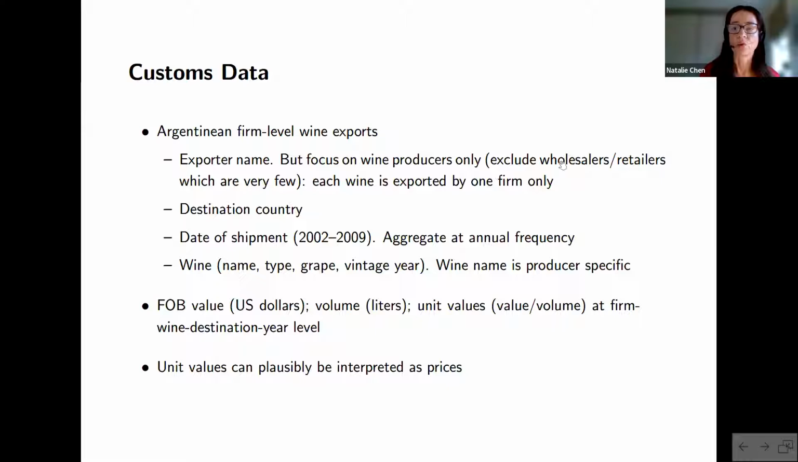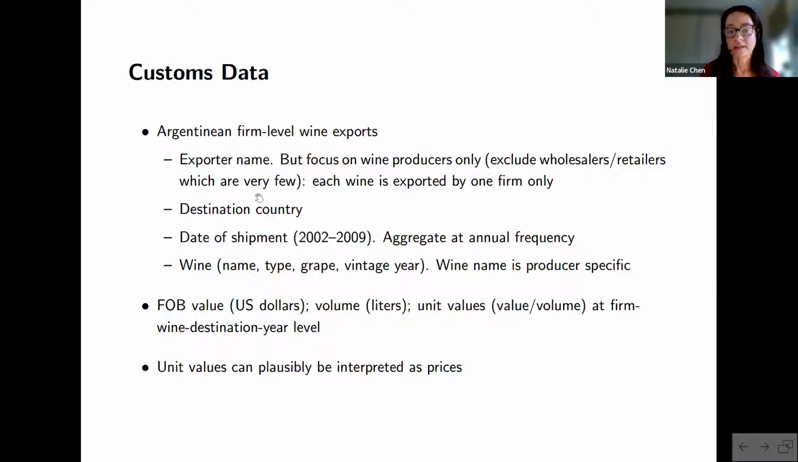So we exclude wholesalers and retailers. And actually, in the case of Argentina, most wine is directly exported by the wine producers. So once we exclude the wholesalers and retailers, we only exclude a very small share of the sample. By focusing on wine producers only, each wine in our sample is going to be exported by one firm only, who's the producer of the wine. So the wine is going to be producer specific or firm specific.